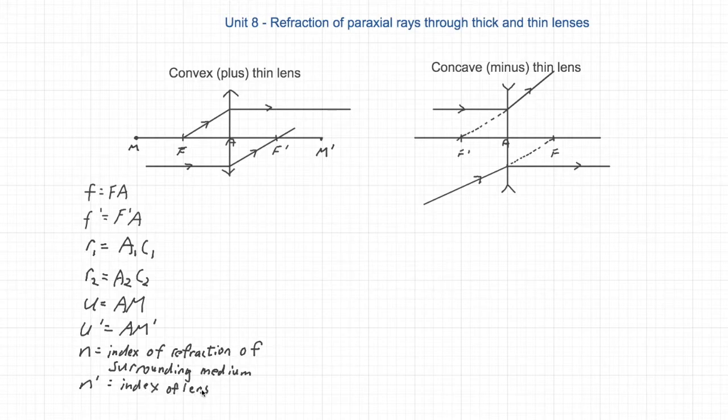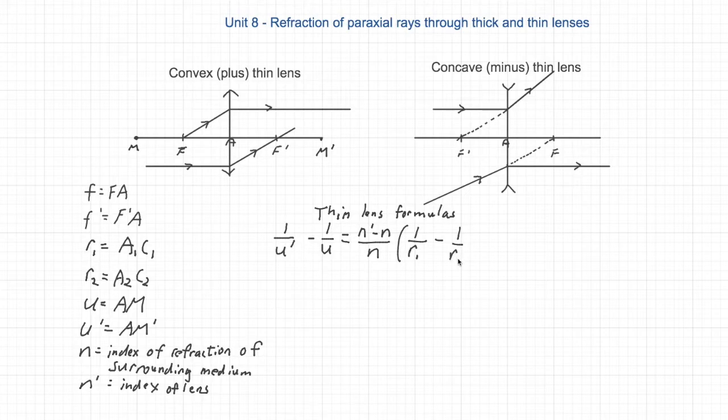And remember, distance is measured from left to right as positive, and from right to left as negative. Now, here are the thin lens formulas that you will use to solve word problems. 1/U' - 1/U = (N' - N)/N × (1/R1 - 1/R2). It also equals 1/F, and it also equals -1/F'. Therefore, the lens vertex is midway between those two focal points, and F equals negative F'.